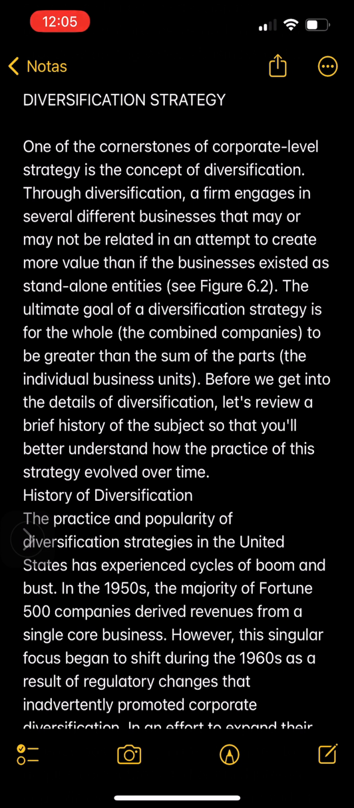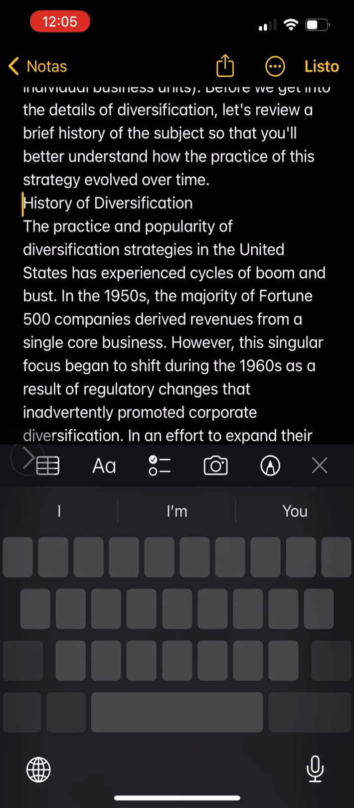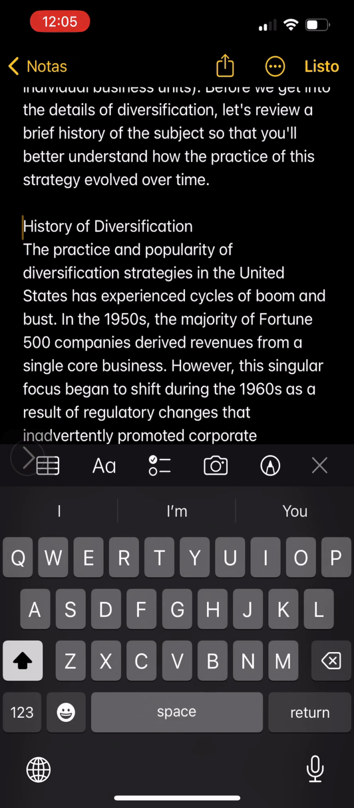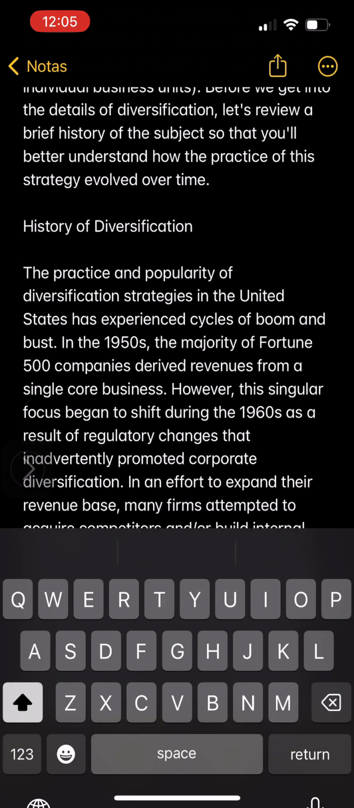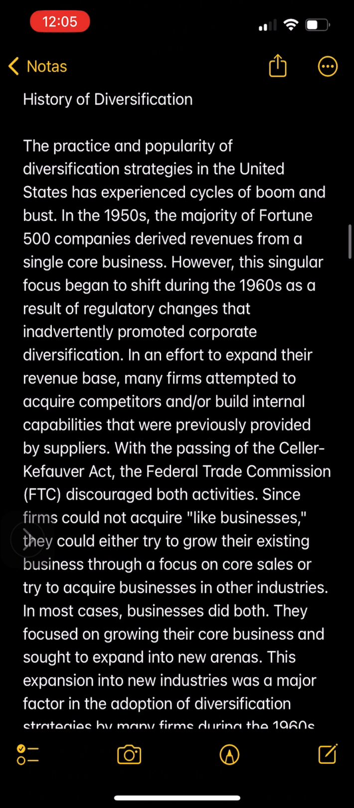History of diversification. The practice and popularity of diversification strategies in the United States has experienced cycles of boom and bust. In the 1950s, the majority of Fortune 500 companies derived revenues from a single core business. However, this singular focus began to shift during the 1960s as a result of regulatory changes that inadvertently promoted corporate diversification. In an effort to expand their revenue base, many firms attempted to acquire competitors and/or build internal capabilities that were previously provided by suppliers.